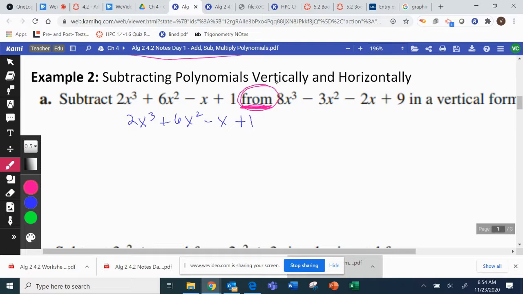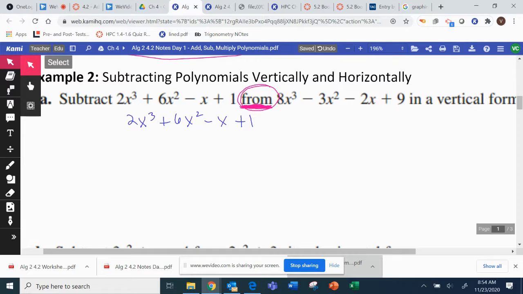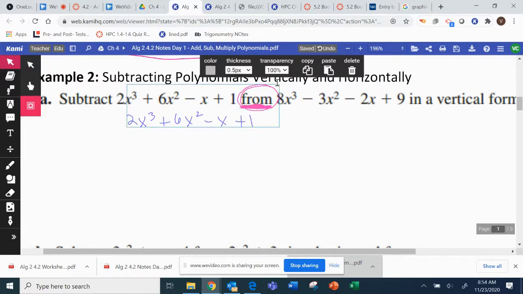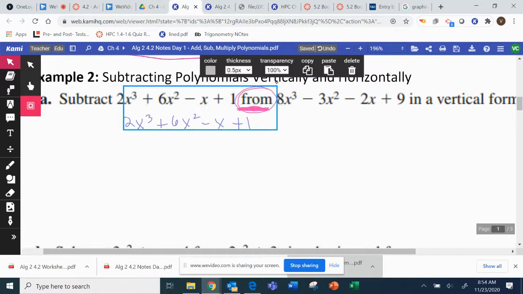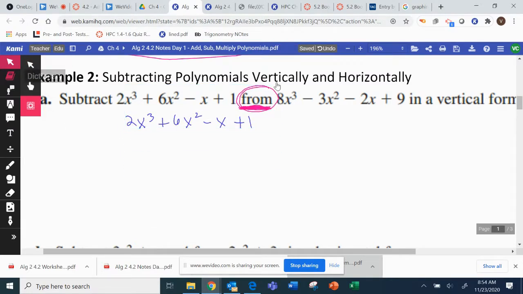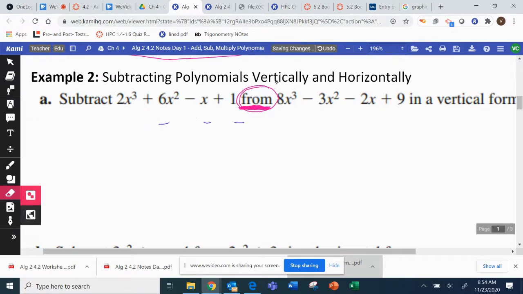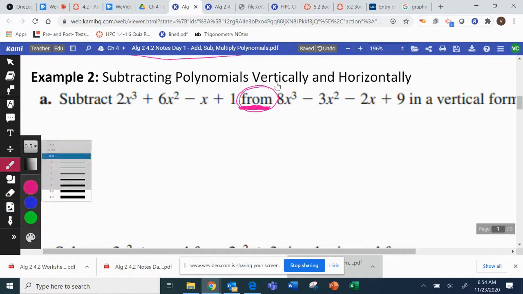This is the key word. "From" means this one has got to be second. I put it in the wrong place. Oh, let's erase it. And you know what? I do that every single year, and then I remember later, oh, yeah.